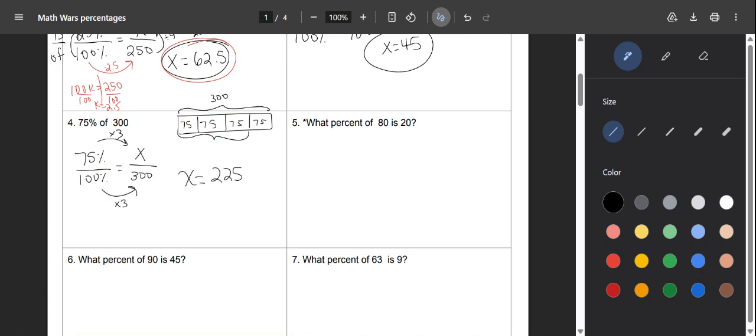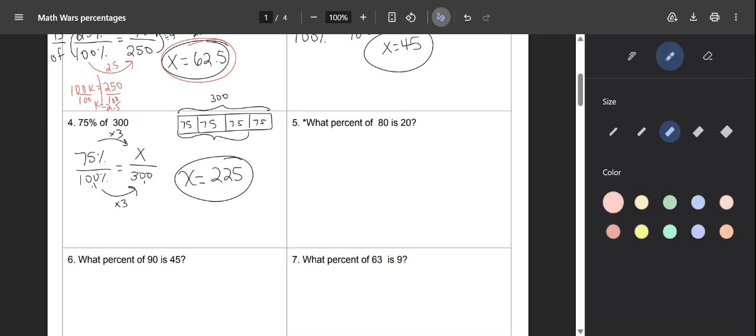Welcome back. Hopefully you found out that x is equal to 225. If you solve that using a proportion, I think the easiest way is to just do the whole times 3, which means you do the part times 3. 75 times 3 gets you 225. But if you wanted to use a tape diagram, that is valid.